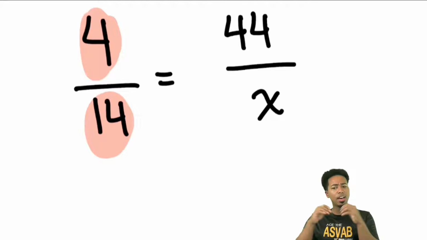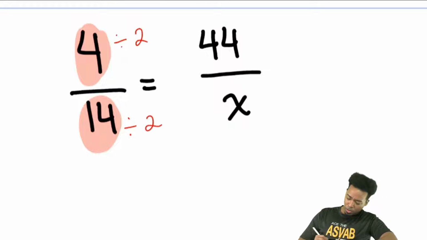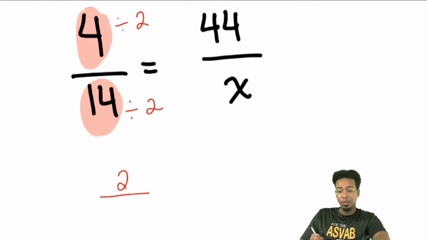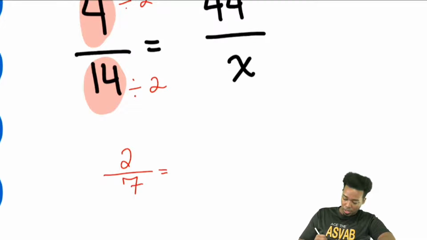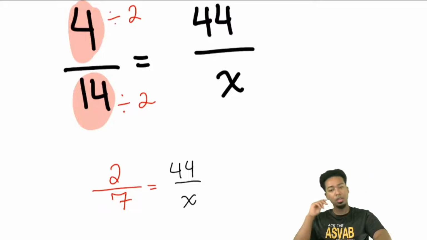Okay, great. What can I divide the top and the bottom by? What can I divide them both by? Right, I can divide them both by 2. Watch this. Divide by 2, divide by 2, and what do we end up having? Everybody, 4 divided by 2 ends up becoming 2. Then 14 divided by 2 ends up becoming 7. And that's going to equal 44 over x.